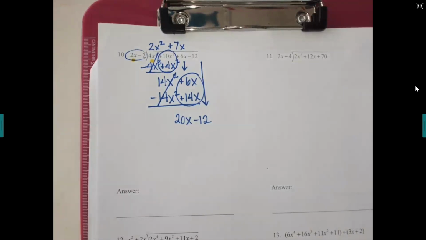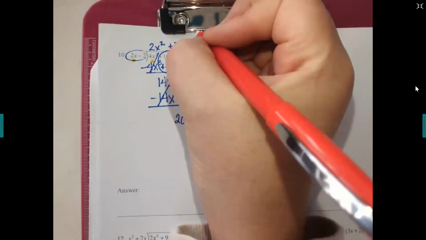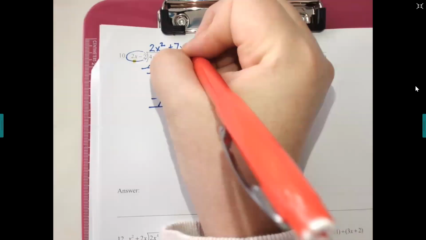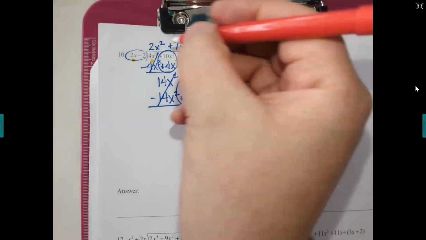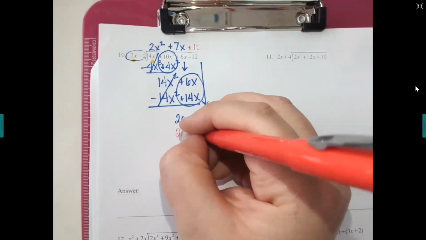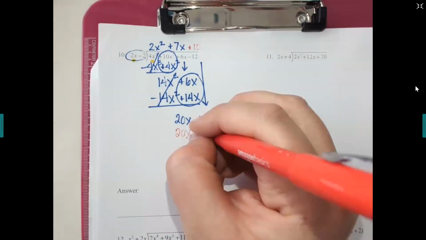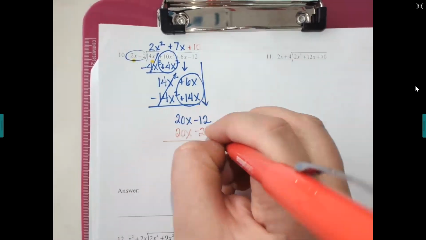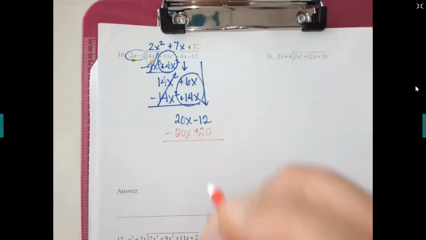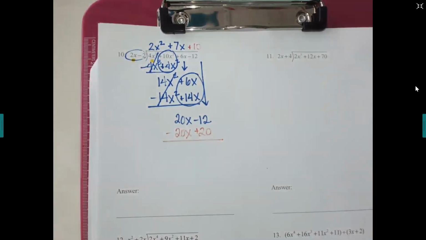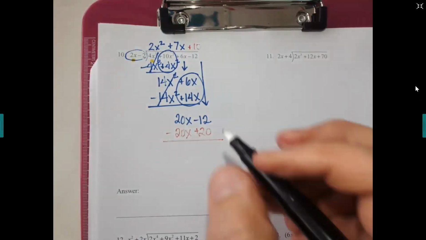What should I have on top? What number here? We need a plus 10, no x on it. 10 times 2x is 20x. 10 times negative 2 is a negative 20. Do I keep it that way? Plus. Negative plus. And then what is negative 12 and 20? 22. It's 8.